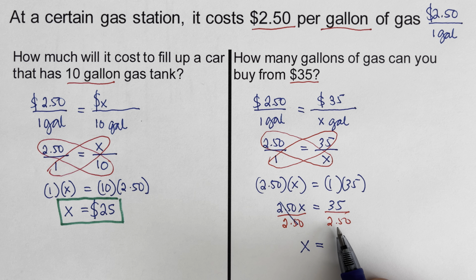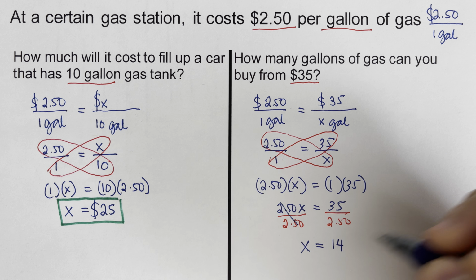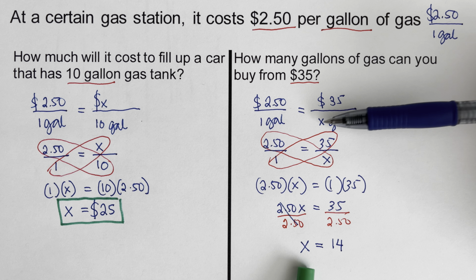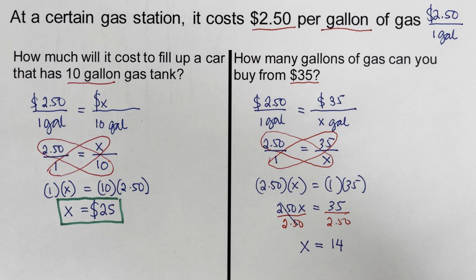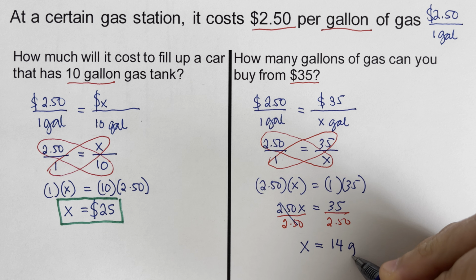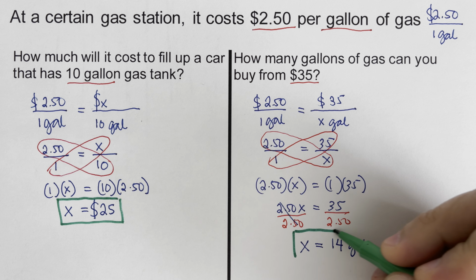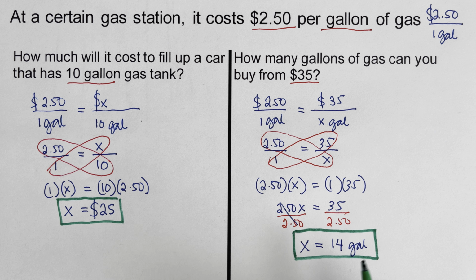So 35 divided by 2.50 is 14. Now if we look at the original equation, x is represented as gallons. So this 14 is actually gallons. I can write x is equal to 14 gallons. Which means if you have $35, you can get 14 gallons of gas given this condition that we have right here. Did you get the same answer as this?